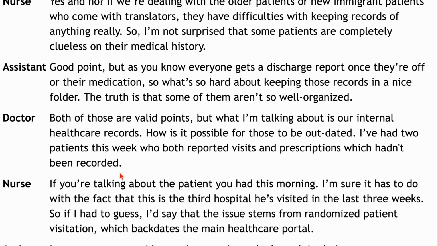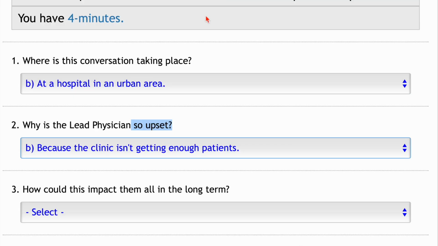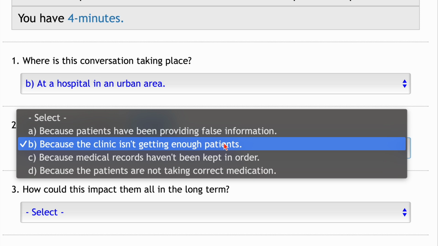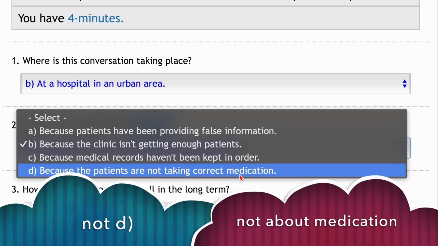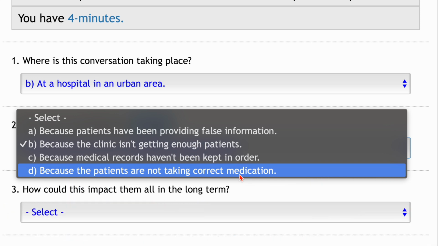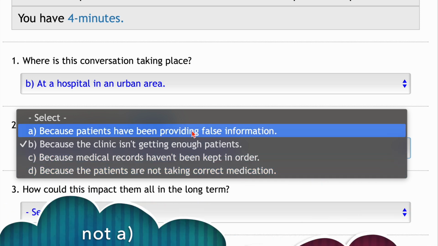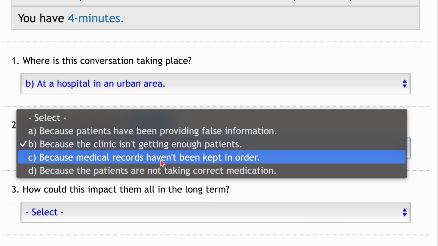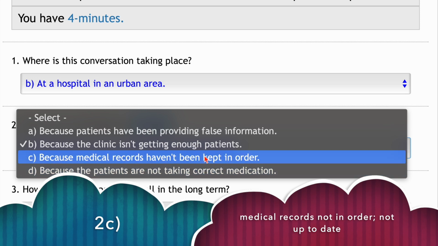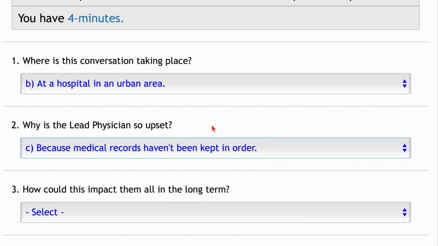Okay. So about patient records, it sounds like it's not about patients not taking the correct medication, we don't know if they're taking the correct medication, and also not about the patients providing false information. He's talking about the medical records not being in order. That's what he mentioned there.